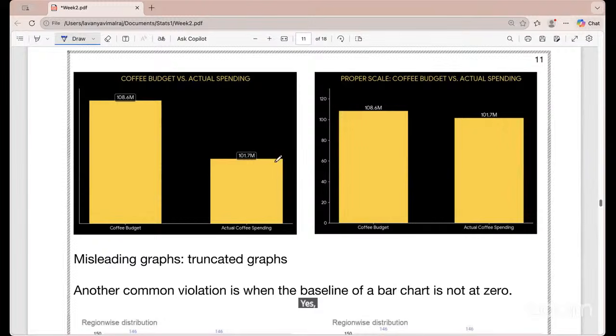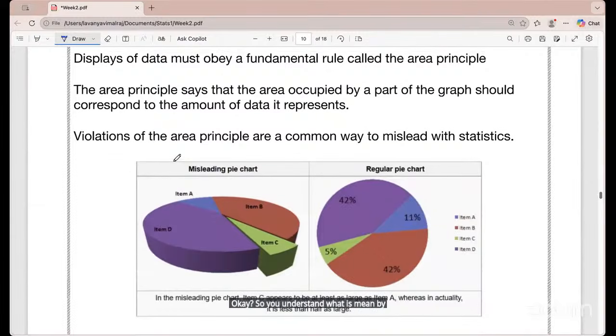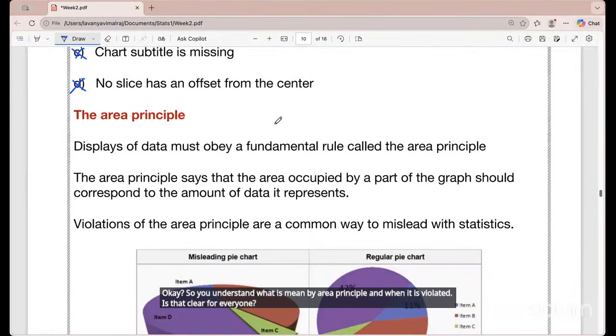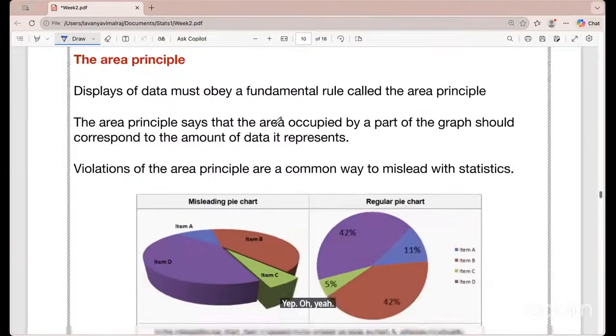And you see this chart is making more sense, right? This is how it should actually be represented. So here you see there is a violation of the area principle. So you understand what is meant by the area principle and when it is violated. Is that clear for everyone? Okay. All right.